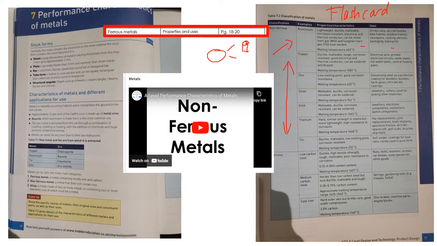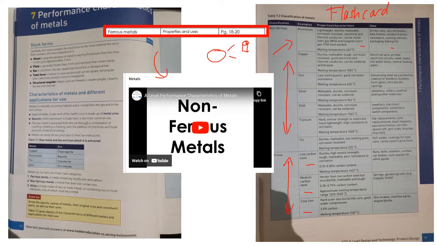So I've also done a very exciting video. This is on the task. Hopefully you've had a look at that. I'm sure it's absolutely scintillating, but it takes you through all of these and your ferrous metals that you need to know: low carbon steel, medium carbon steel, cast iron. Okay, those are the 3.